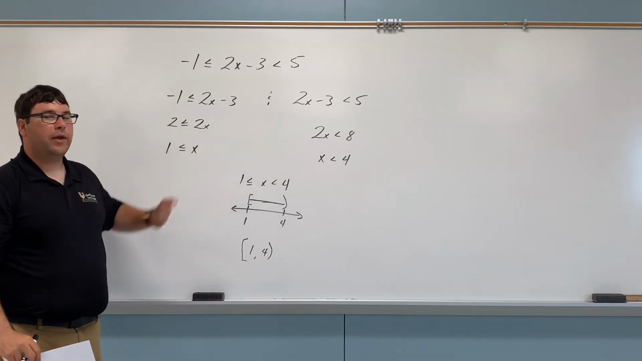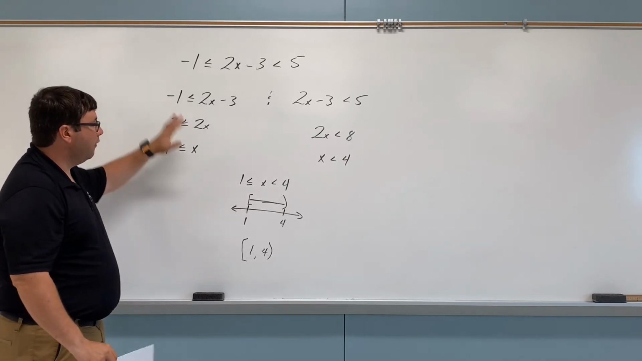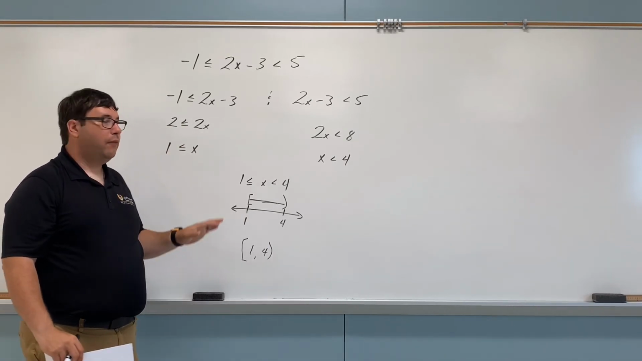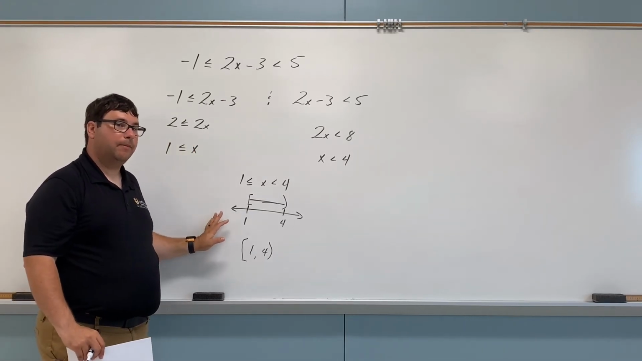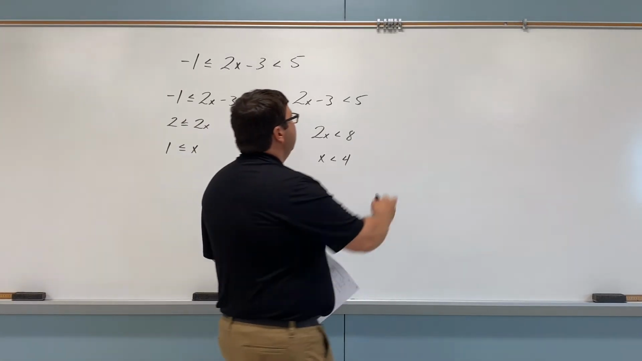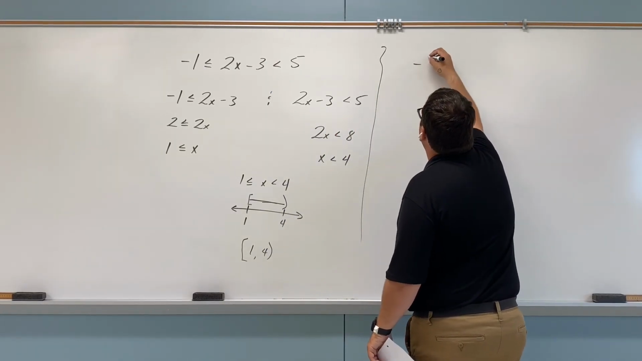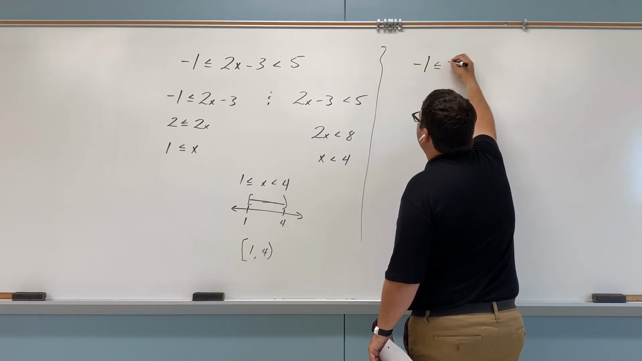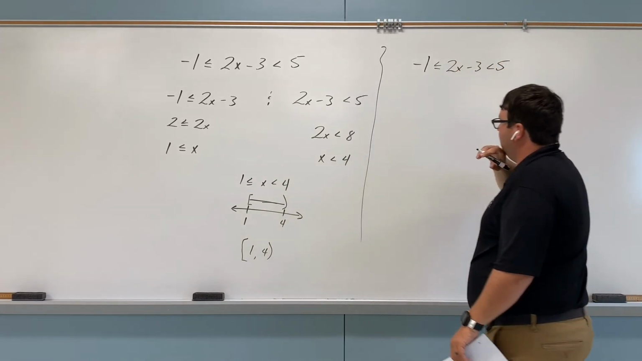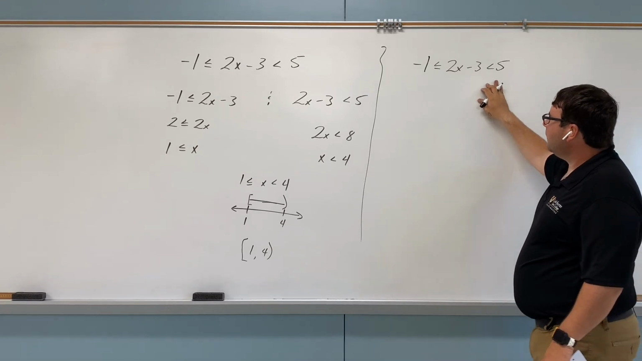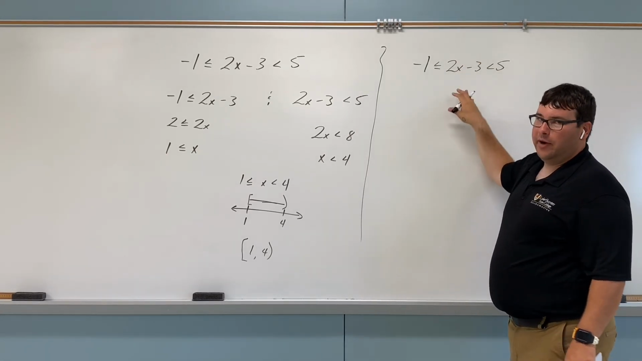So this is one way of solving this problem, and this is perfectly fine if you want to go through and solve your problems just like this. It's very clear. You can see the individual parts as you're working through the problem. Alternatively, get my squiggly line, there we are. I have a -1 less than or equal to 2x minus 3 less than 5, just to get my problem back up here. The alternative way of doing this is not separating your problem.